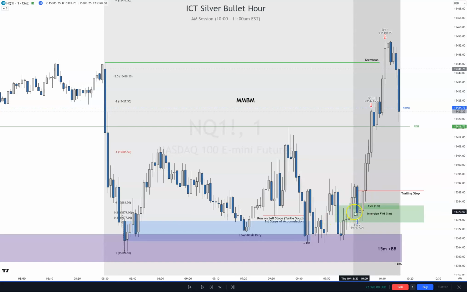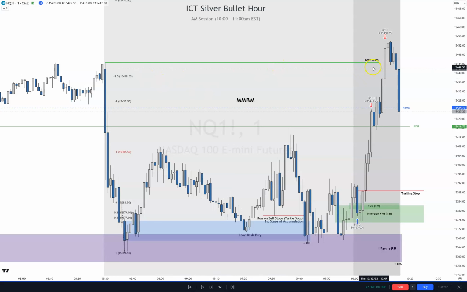Do I call this stage 2? No, but this is where we got our entry based off of the time frame silver bullet of 10 to 11. We do have an inversion fair value gap. We have a fair value gap. Price came down in. We took our trade. Our stop was below the low over here, and we targeted the terminus.